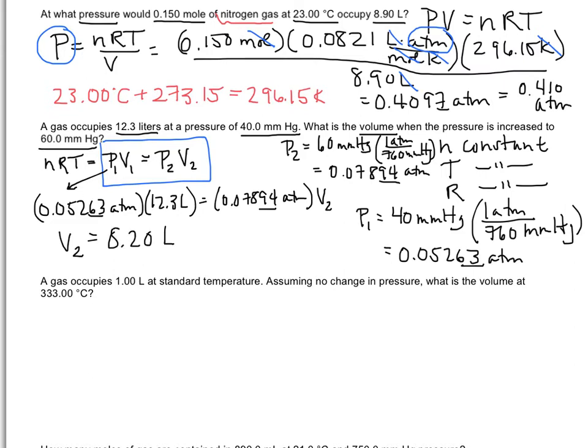So if I now solve for V2, what I get is 8.20 liters. Now let's double check our units here. The atmospheres are going to cancel out with one another, and it's going to leave me just with liters in my answer, which is what I want. Let's make sure that this makes sense to us. What we've seen is that the pressure went from 40 millimeters of mercury to 60. We've increased the pressure. And what we determined in class is that if we increase the pressure, volume should decrease. And so we've got 12.3 liters to start with, and it decreases down to 8.2 liters. So that answer makes sense.